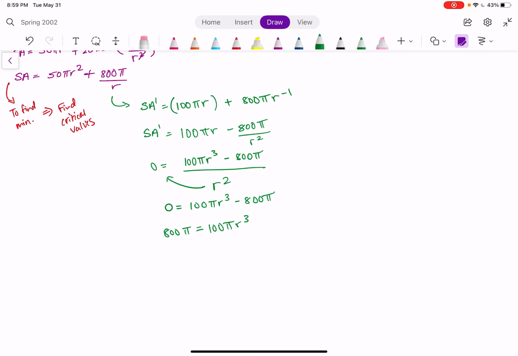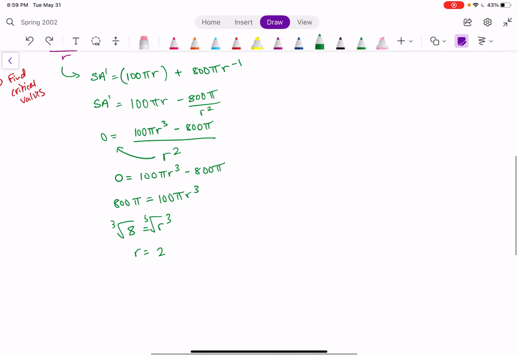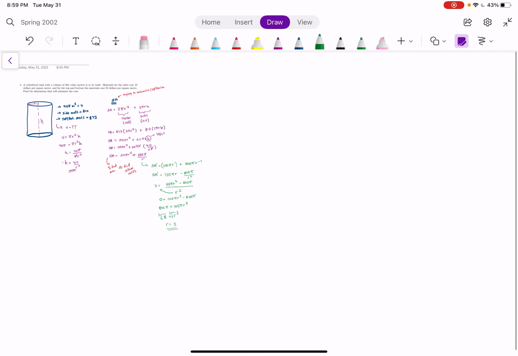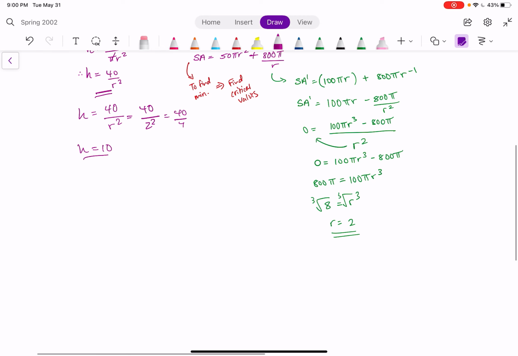Divide both sides, and then you're left with 8 equals r cubed, and r equals the cube root of this. And the cube root of 8, as we all know, is 2. So we have realized that our r value equals 2. And back above here, we know that our h value equals 40 over r squared. And our r equals 2, so 2 squared is 4, so 40 over 4, meaning h equals 10. Okay, so we know these values.